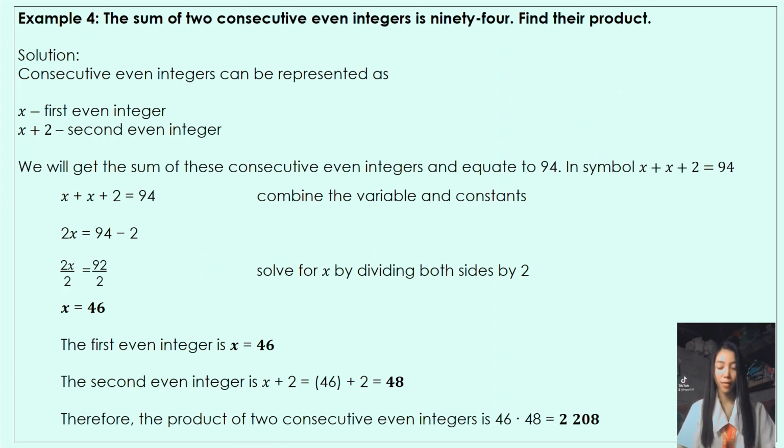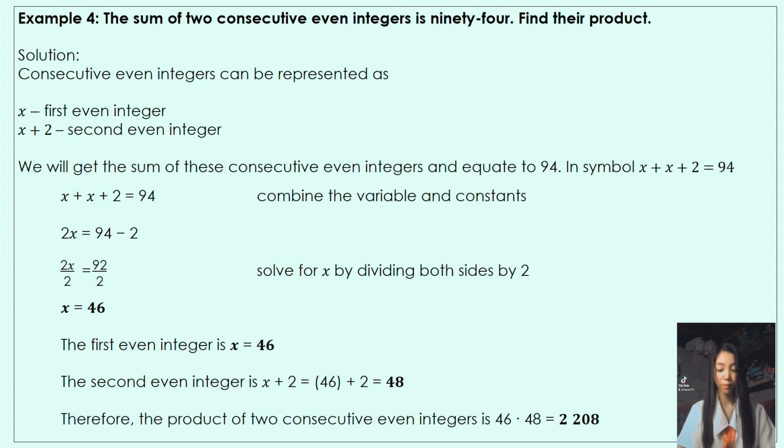Example 4. The sum of two consecutive even integers is 94. Find their product. Solution. Consecutive even integers can be represented as x, the first even integer, and x plus 2, the second even integer. We will get the sum of these consecutive even integers and equate to 94. In symbols, x plus x plus 2 equals 94. Combine the variable and constant: 2x equals 94 minus 2. 2x over 2 equals 92 over 2.